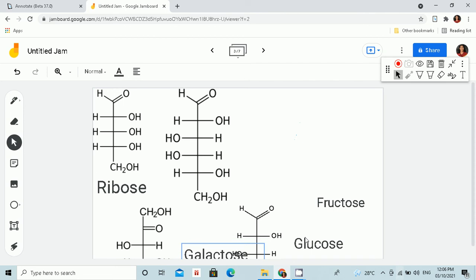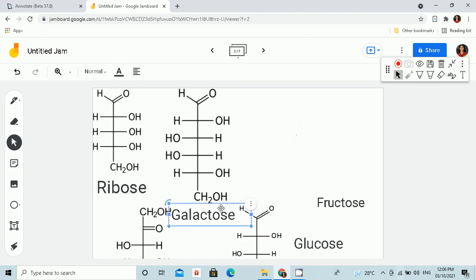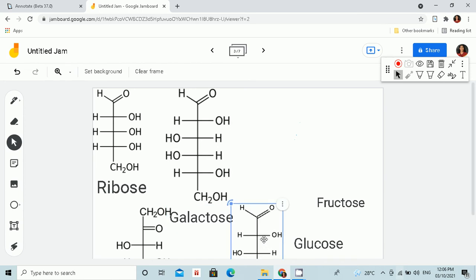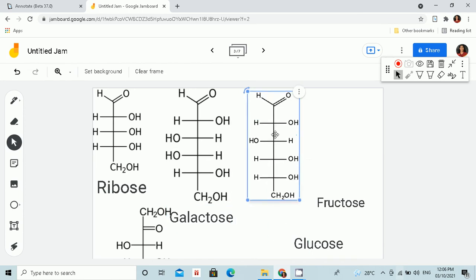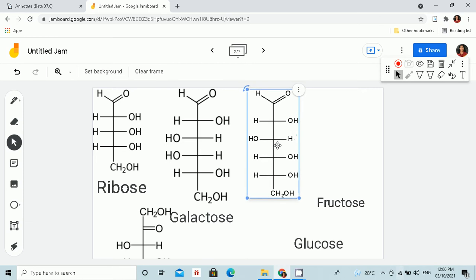Okay, so we have 6 carbon atoms. And then, okay, so this is our galactose. Now if you are familiar with the structure of glucose, then you will know that this is our galactose. A glucose and galactose look like the same, but there's a difference. Okay, what about this one? What monosaccharide is this?